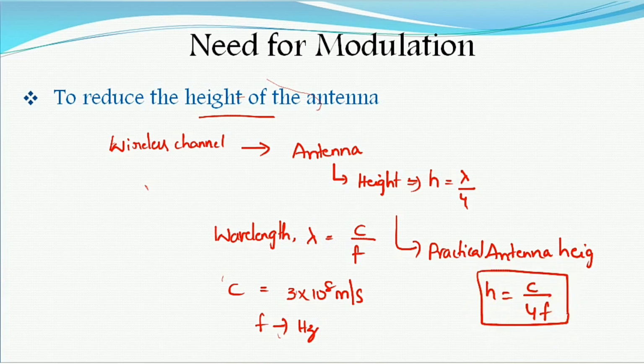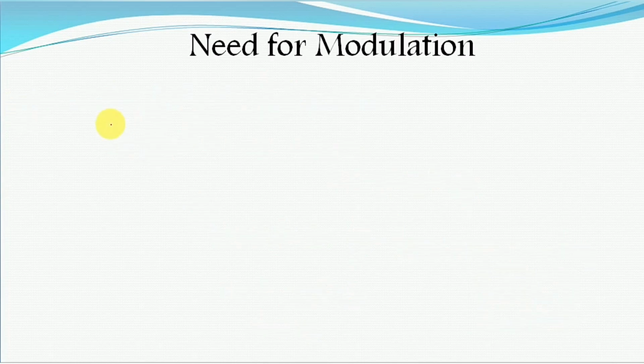So this is the practical antenna height in terms of frequency. Let us consider the voice signal frequency range. Now, what is the voice signal frequency range? We know that the voice signal frequency range is 300 Hz to 3.5 kHz. Now, if we want to transmit a signal in this frequency range without modulation, let us see what the height of an antenna will look like.